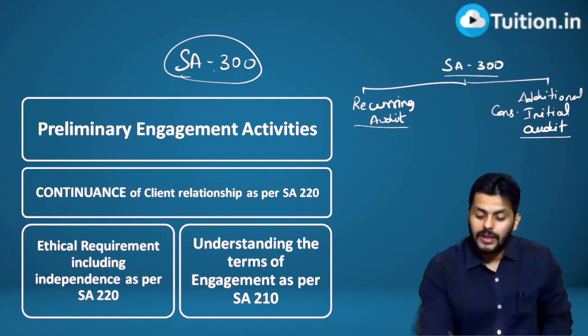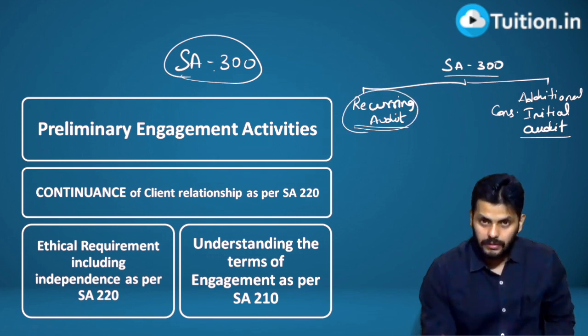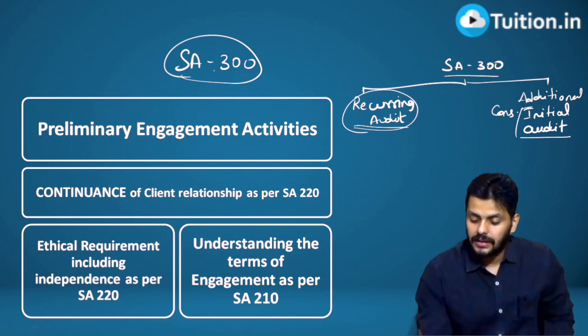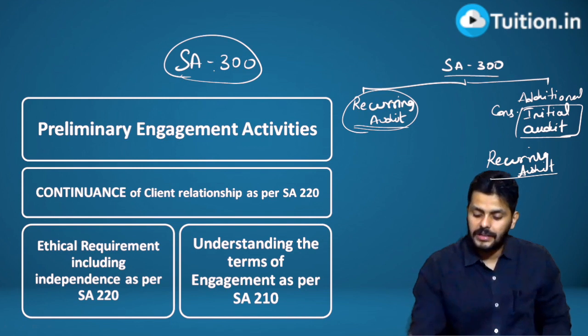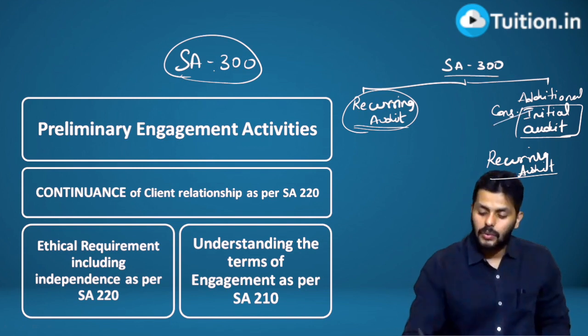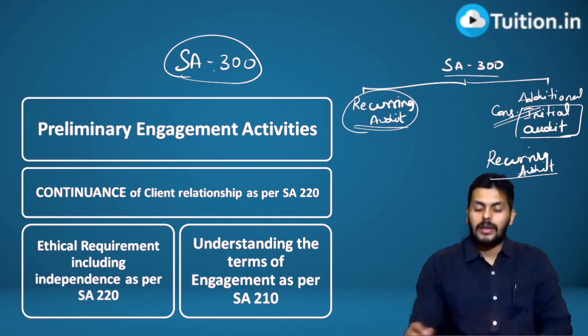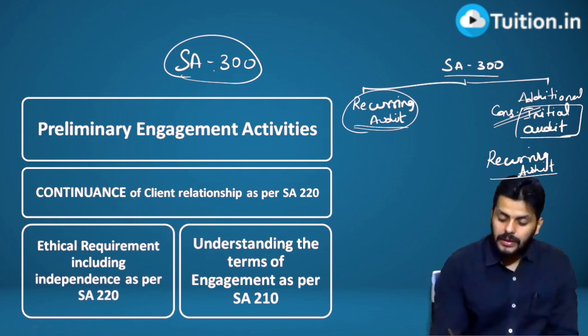Now what happens is, whatever we do in a recurring audit will also be done in the initial audit. All activities done in a recurring audit will be performed in an initial audit, plus you will have these additional considerations to take care of. And looking at what we will do in a recurring audit, it is again broken down into two.